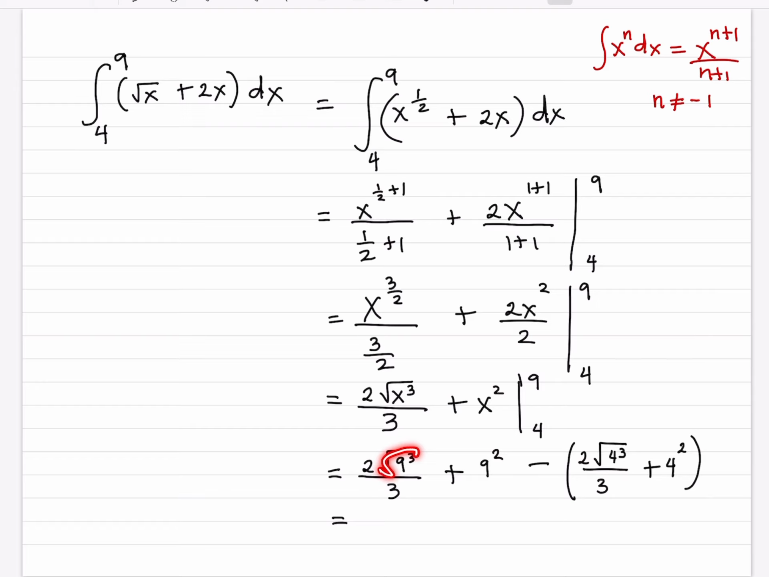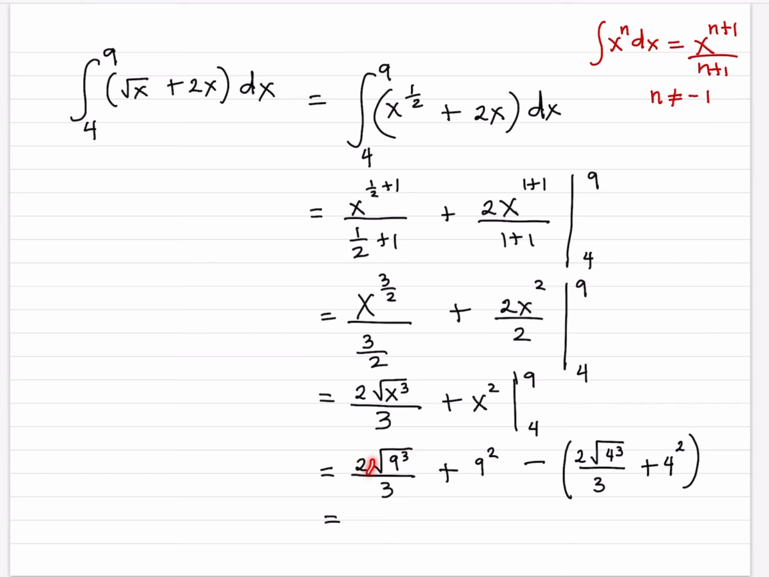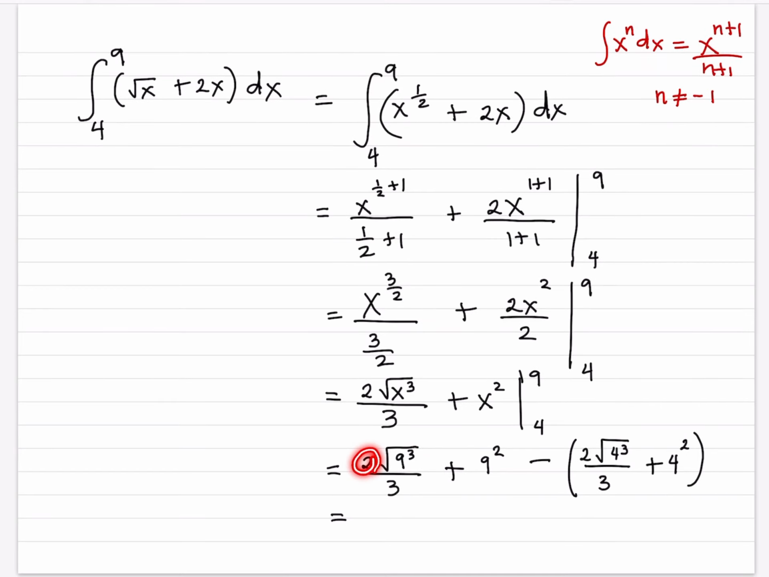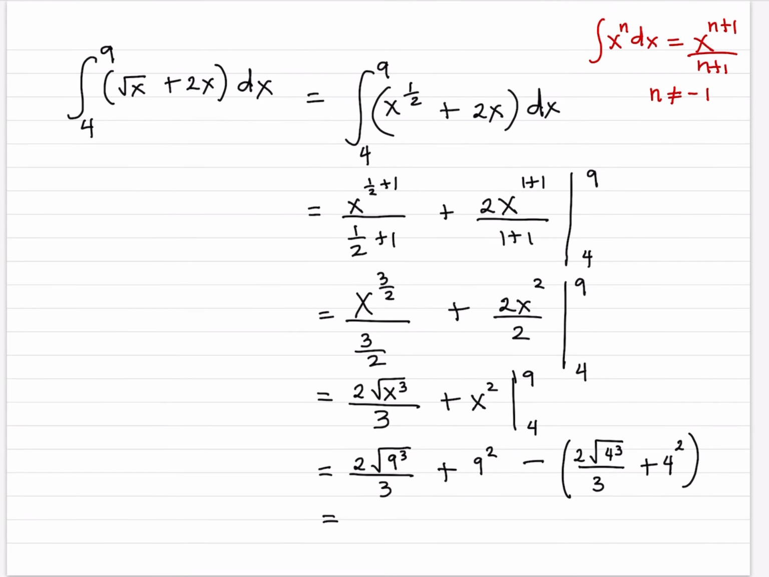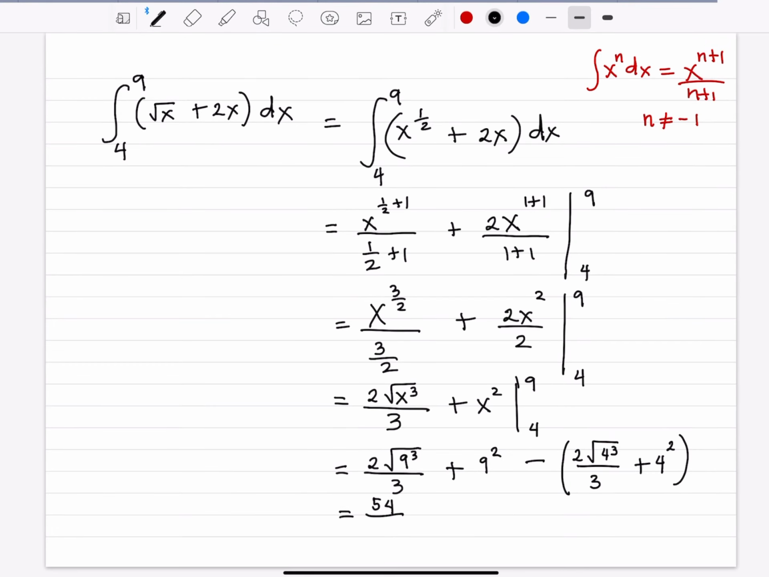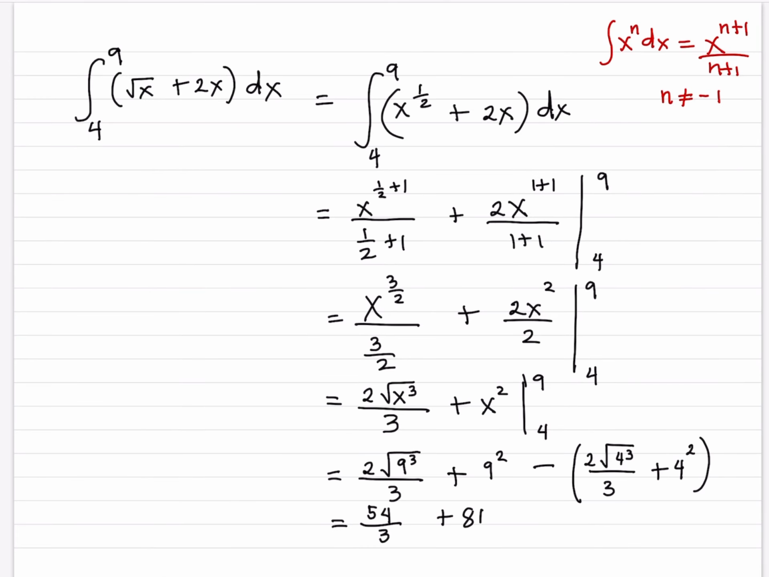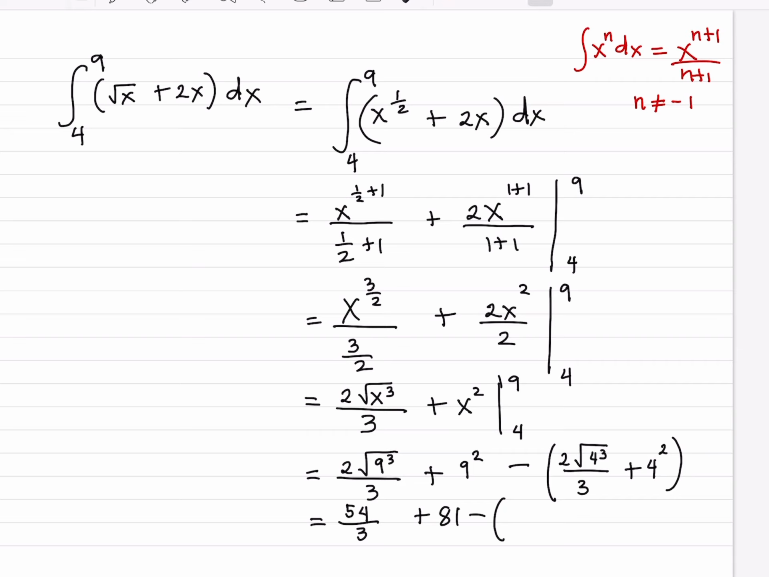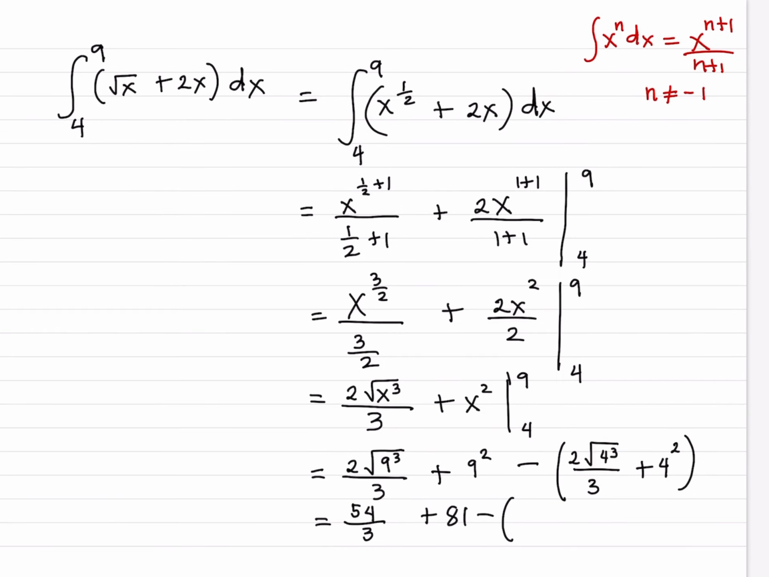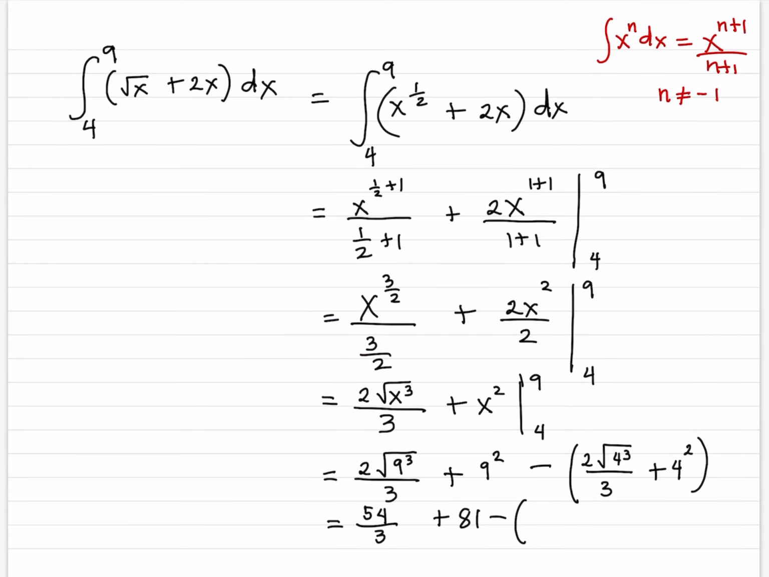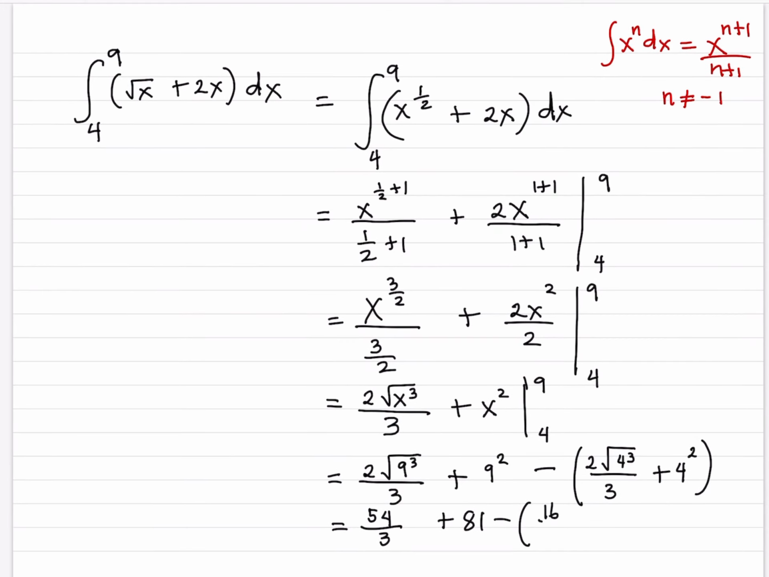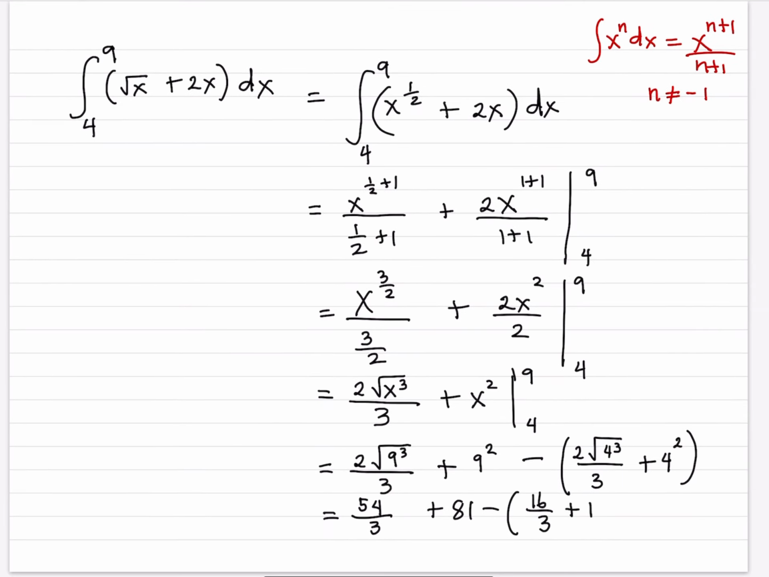What is it equal to? 27. Multiply that by 2. 27 times 2 is 54. So this one gives 54 divided by 3 plus 81, minus, okay, how about this? 4 cubed, that's 4 times 4, 16 times 4, 64. Square root of 64 is 8. 8 times 2, 16 over 3. So this one is 16 over 3 plus 16.